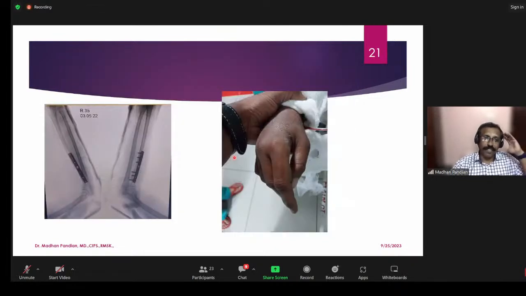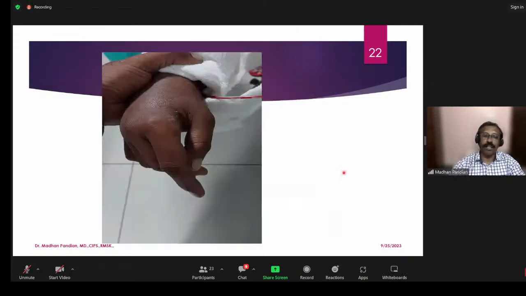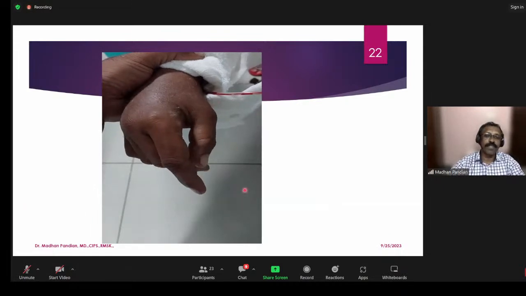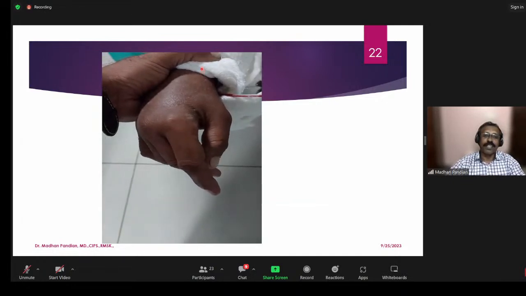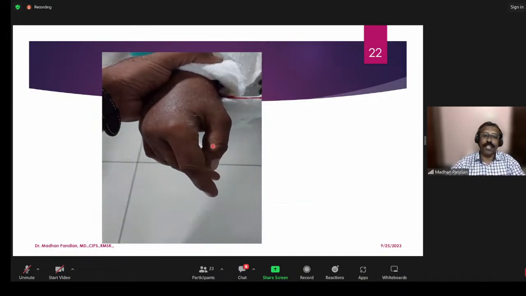This is another very interesting case. Again, this was done a couple of years back. A patient presented with a finger drop 3 days after Galeazzi fracture fixation. You could see, I'm just holding his wrist. There's no wrist drop at all. There is only a finger drop.